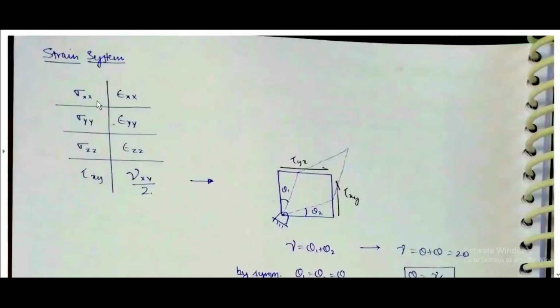Strain system. Sigma xx will be replaced by epsilon xx. Sigma yy will be replaced by epsilon yy. Sigma zz will be replaced by epsilon zz. Tau xy will be replaced by gamma xy by 2.